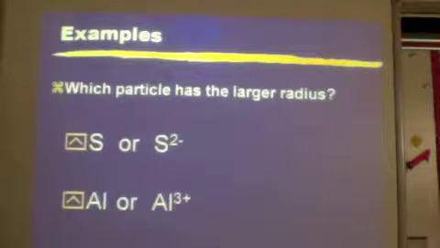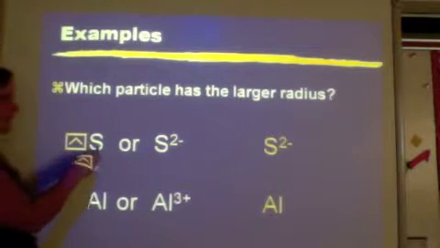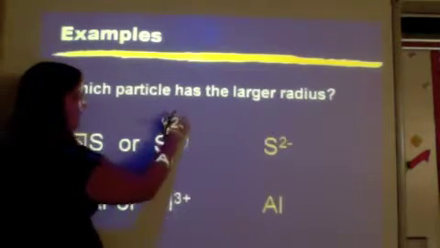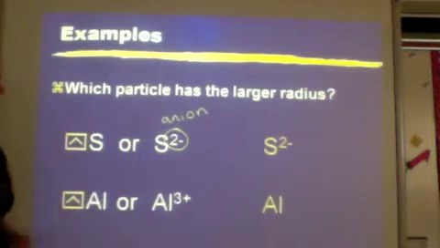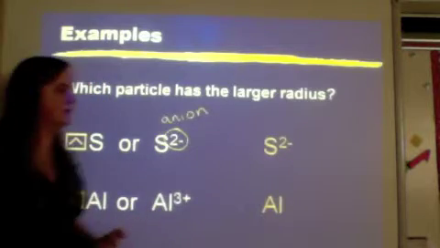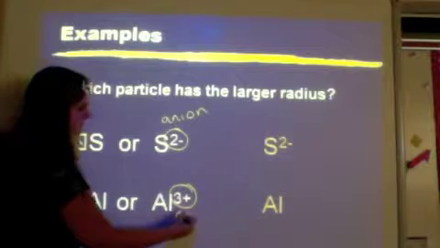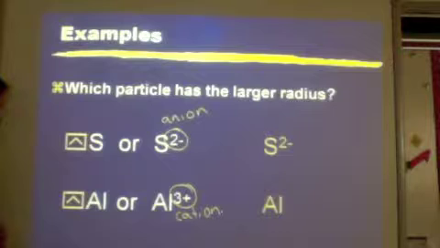So take a second and look at this and just make a prediction of what you think the answer is. Which of the following has the larger radius? With sulfur, you either have S or S2 negative. This 2 negative means that it is an anion. So since this is the anion, anions get bigger. For aluminum, you're comparing Al to Al3+. The 3+ means that it is a cation. Cations get smaller.